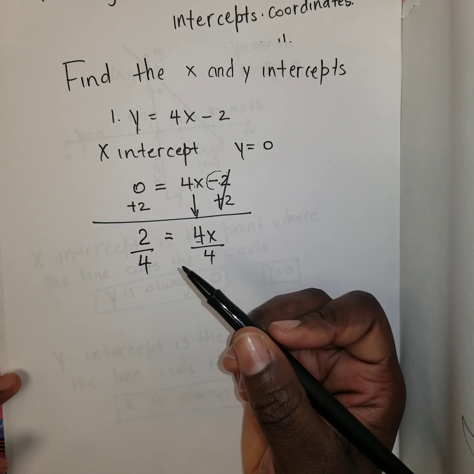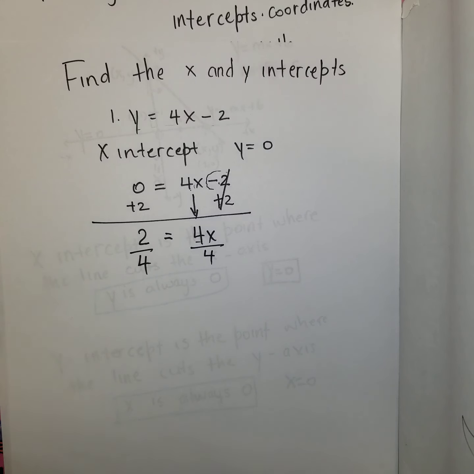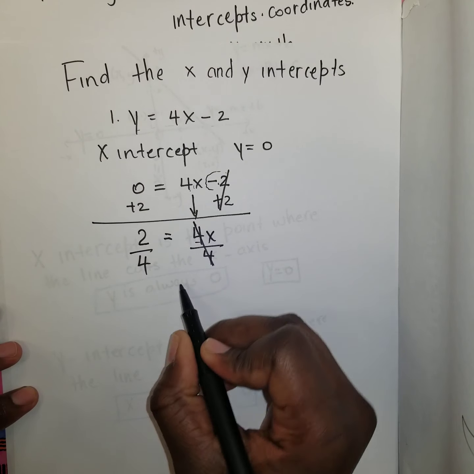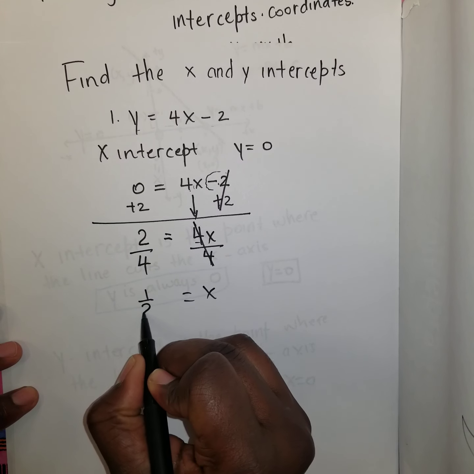which is 4. If you don't understand how to do linear equations, I have some videos here. You can go and watch them. And it is very simple. So let's cancel. So x is equal to 1/2.